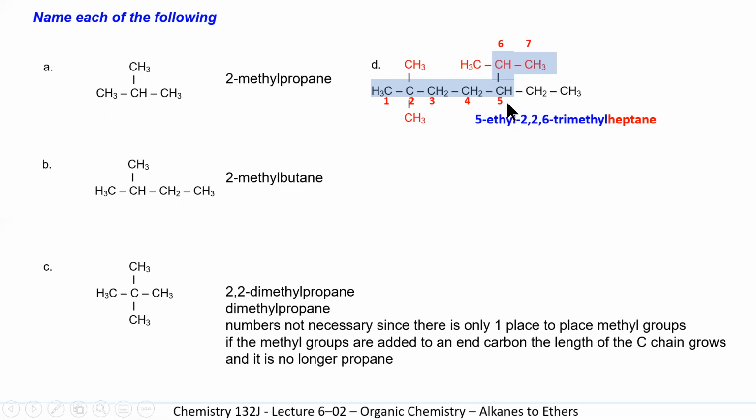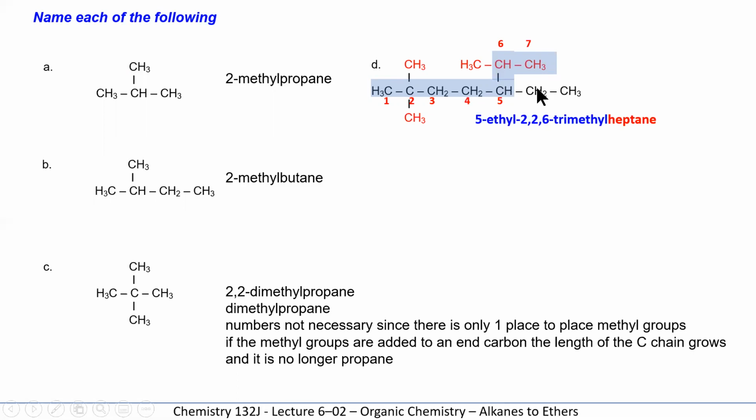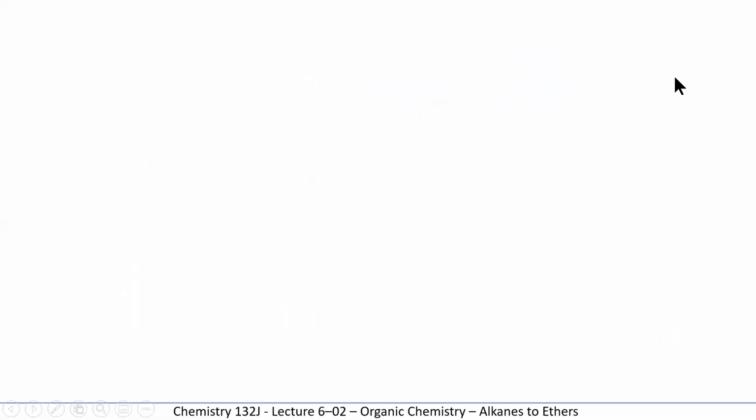And now on the fifth carbon, we have an ethyl. On the second carbon, we have a methyl, another second carbon methyl. And on the sixth carbon, we also have a methyl. So that's where you get the 2,2,6 trimethyl, and the parent chain is a heptane.